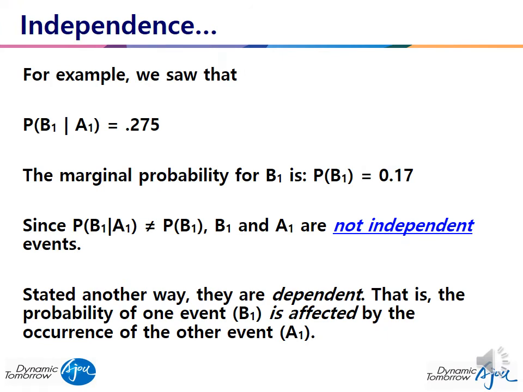For example, we saw that probability B1 given A1 is 0.275. The marginal probability for B1 is 0.17. Since probability B1 given A1 is not equal to probability B1, B1 and A1 are not independent. Stated another way, they are dependent. That is, the probability of one event, B1, is affected by the occurrence of the other event. Fund performance is affected by school ranking. Okay, in this case, just in this case.